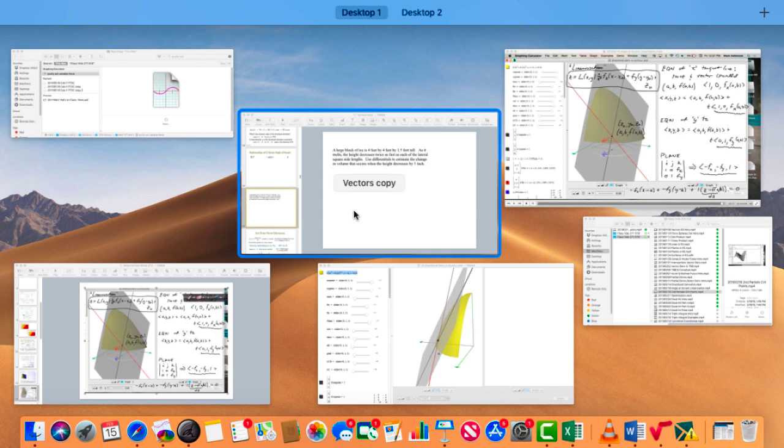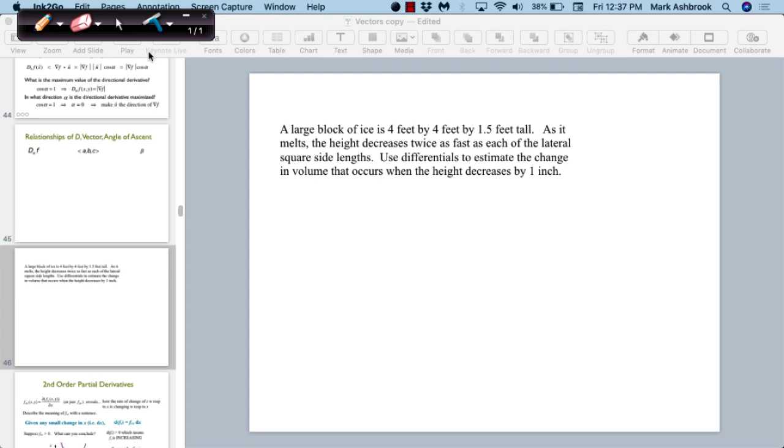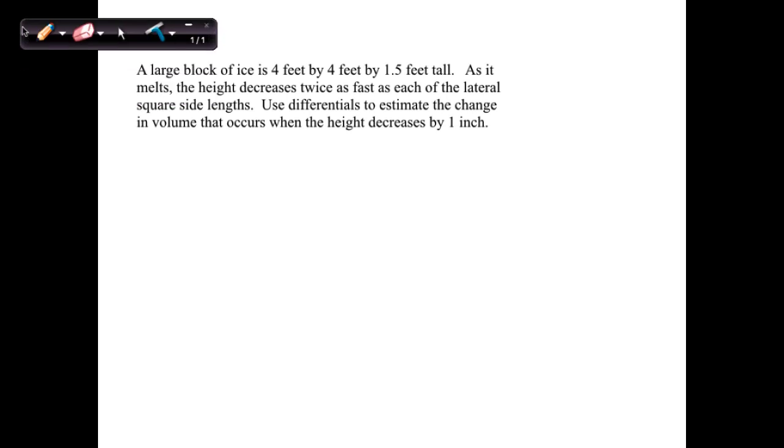All right, so here's what this problem says. A large block of ice is 4 feet by 4 feet by 1.5 feet tall. As it melts, the height decreases fast, twice as fast as each of the lateral square lengths. Use differentials to estimate the change in volume that occurs when the height decreases by 1 inch.